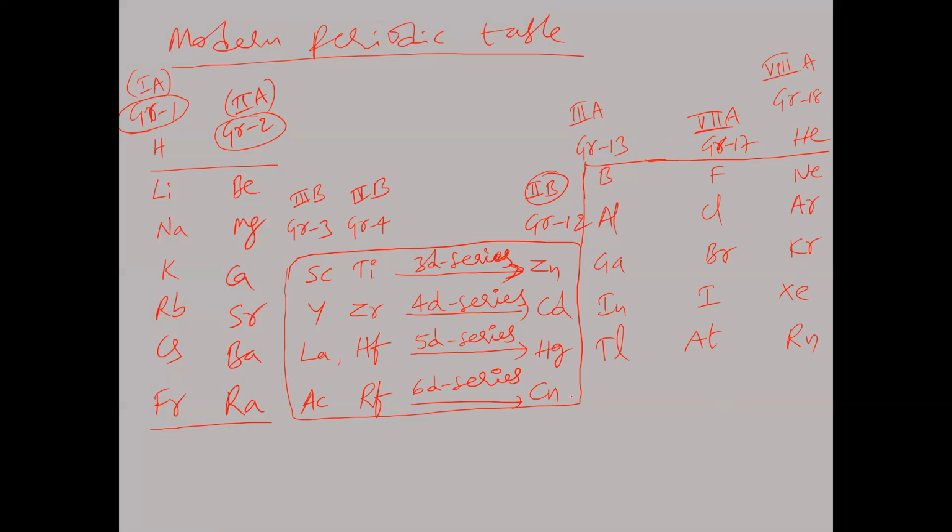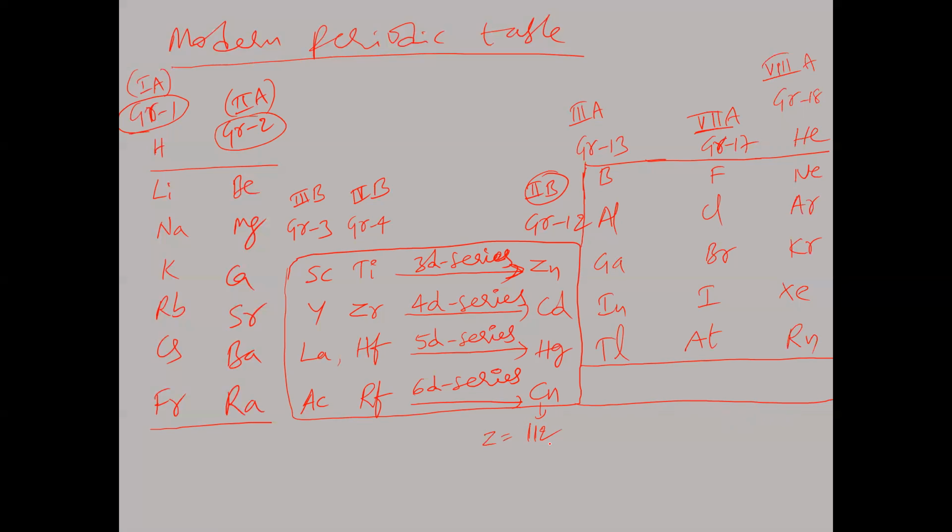Now see here, what are left over? Some elements are there, recently discovered elements. After thallium, one more element was discovered recently. After astatine, one more element was discovered. So group 13 to group 18. After copernicium, whose atomic number Z is 112, elements 113, 114, 115, 116, 117, 118 are discovered here.